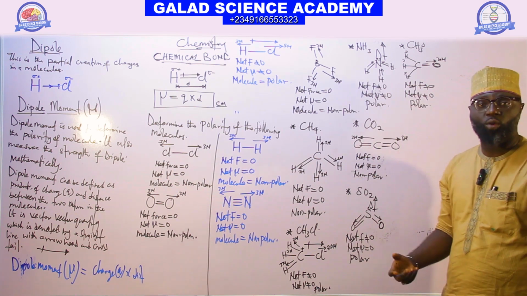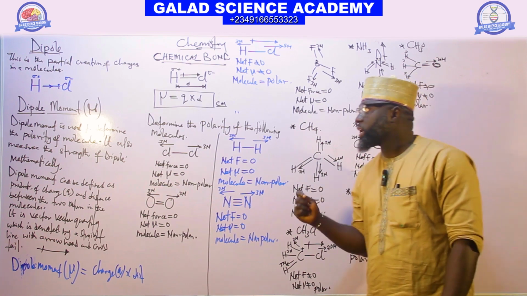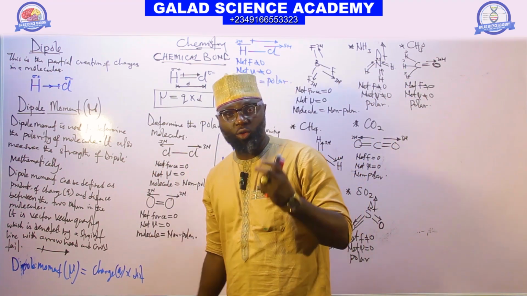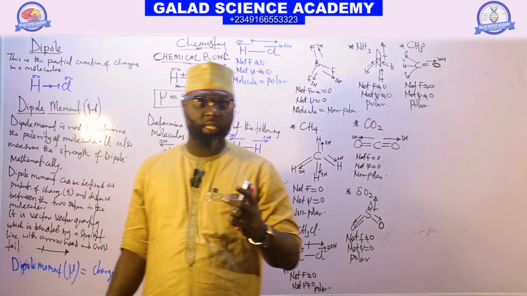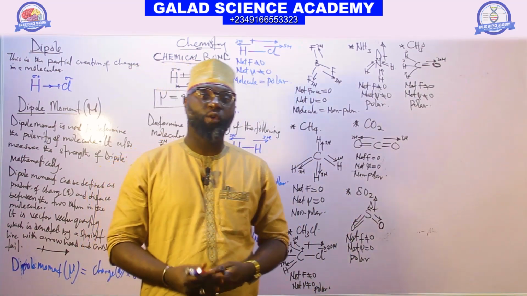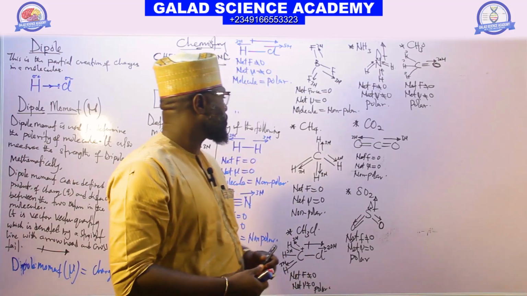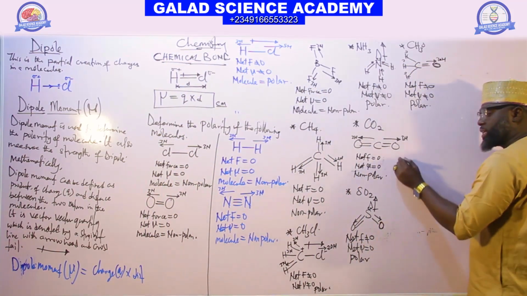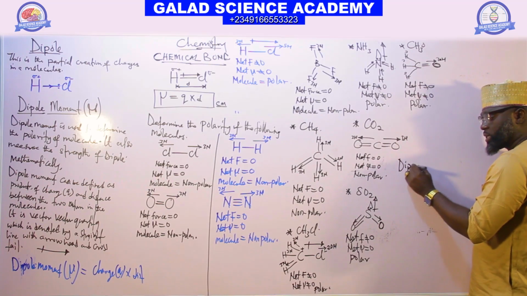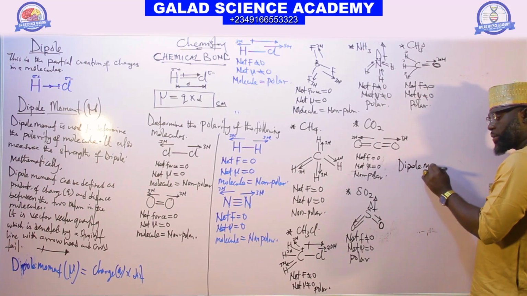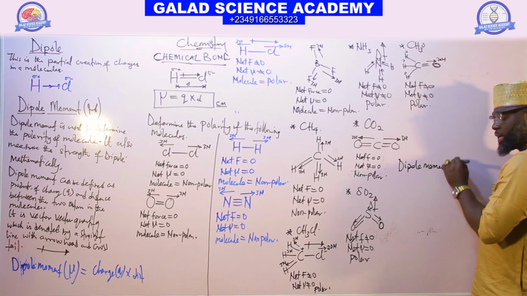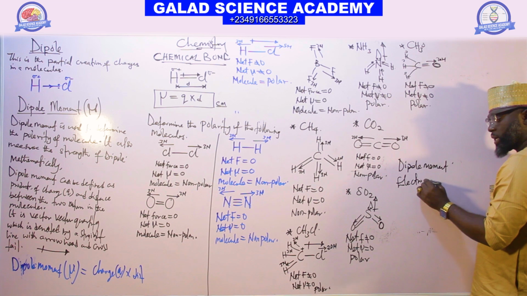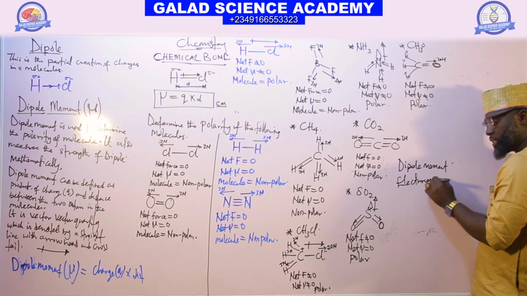If you still remember, I said we can use two quantities to determine the polarity of a molecule. The first one is by using dipole moment. And the second one, I said, is by using electronegativity.